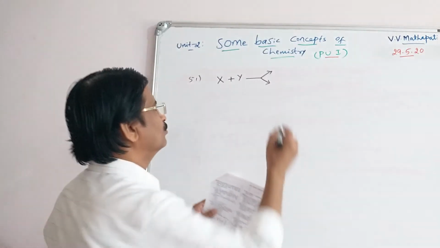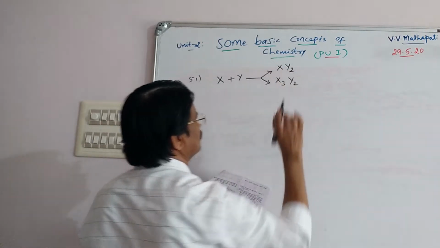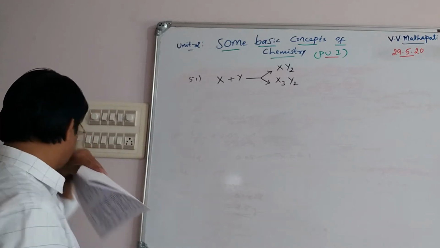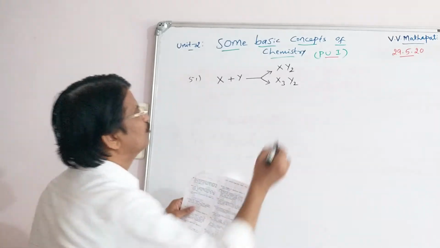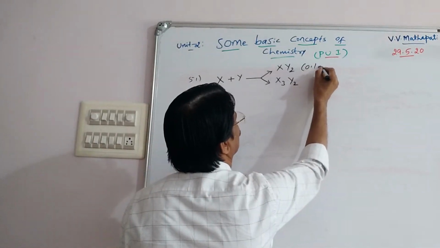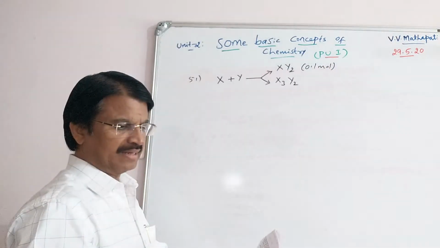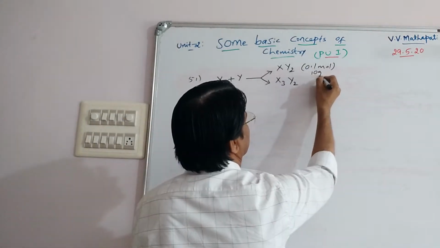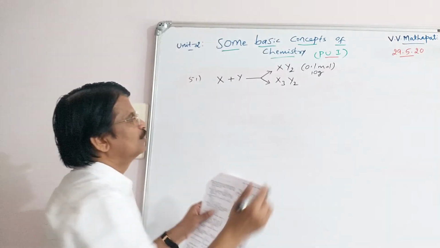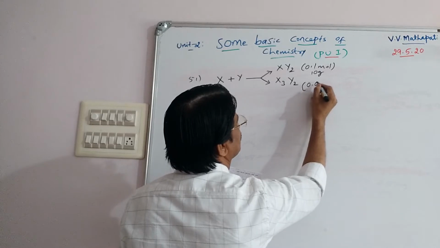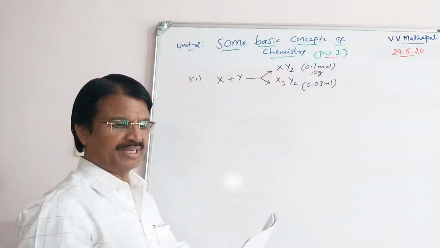The two compounds are XY2 and X3Y2. When 0.1 mole of XY2 weighs 10 gram, and 0.05 mole of X3Y2 weighs 9 gram.